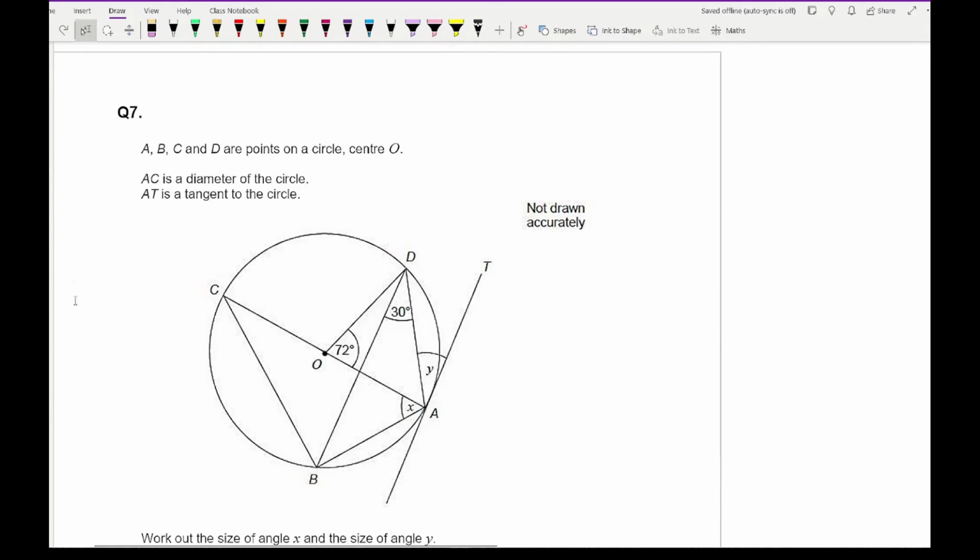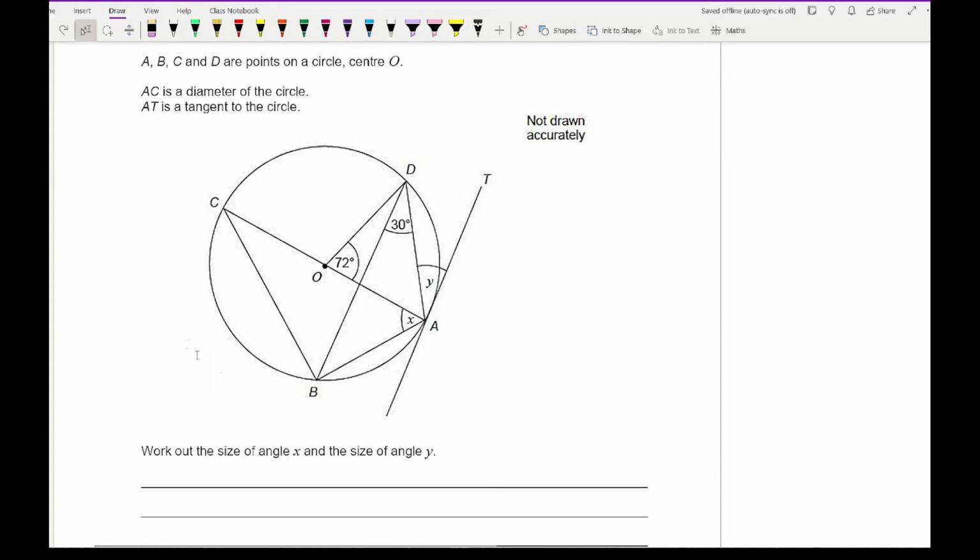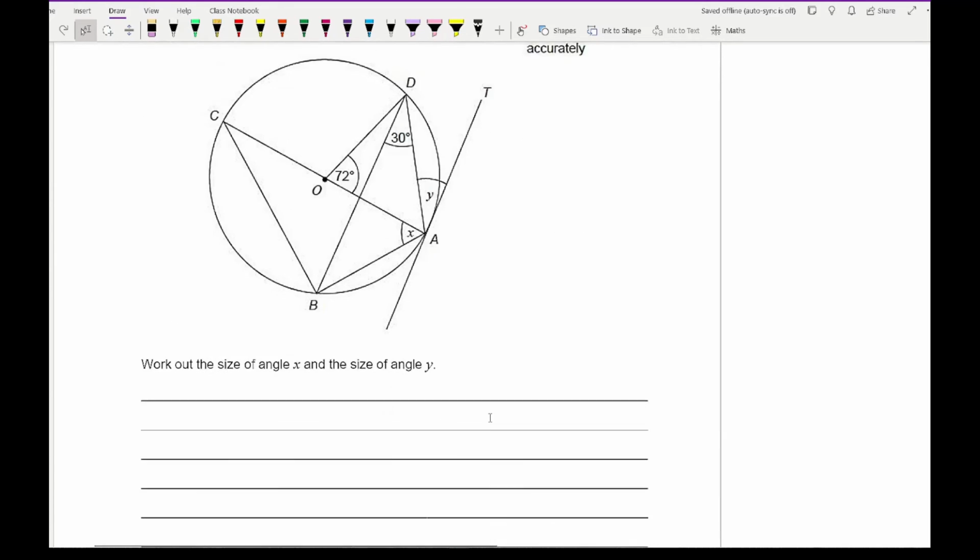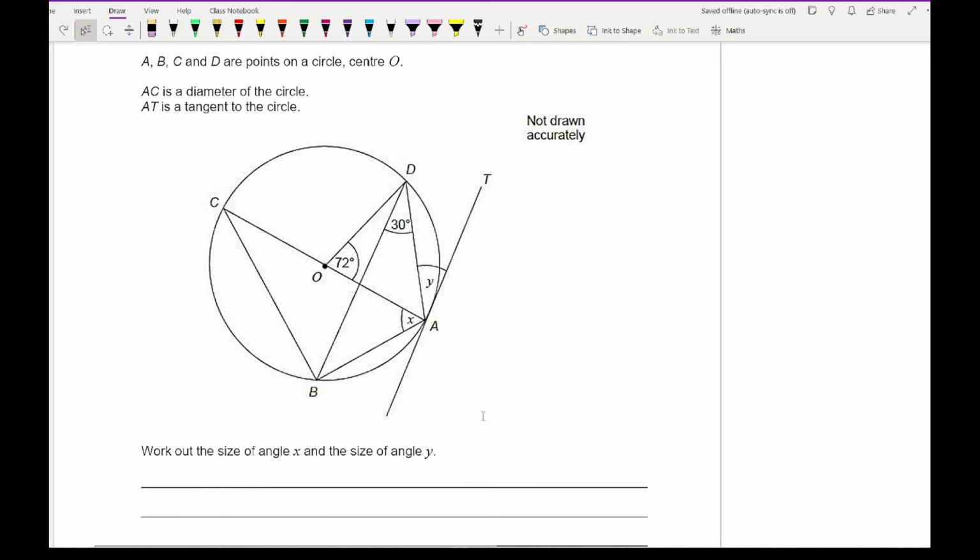So moving on to question 7, which looks a bit of a mess. It says A, B, C, D are points on a circle with centre O. AC is a diameter to the circle and AT is a tangent to the circle. And the question is asking us to work out the size of angle X and Y, and it's worth 4 marks, so this is going to be a lot.